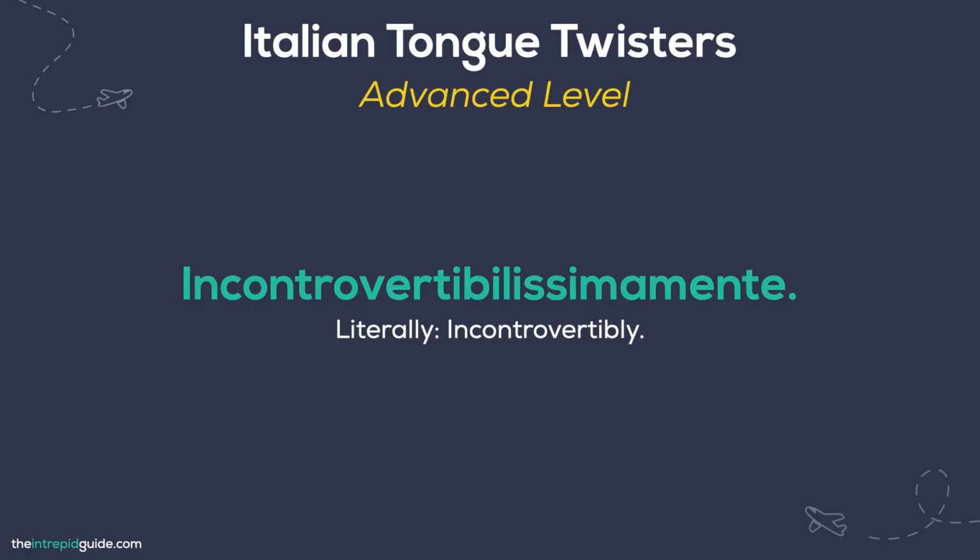It beats number 15 for size and complexity since it puts together many different sounds, including the TR and the double consonant. It's better to break this one into two parts, incontroverti and billissimamente. Practice these separately before placing them together.